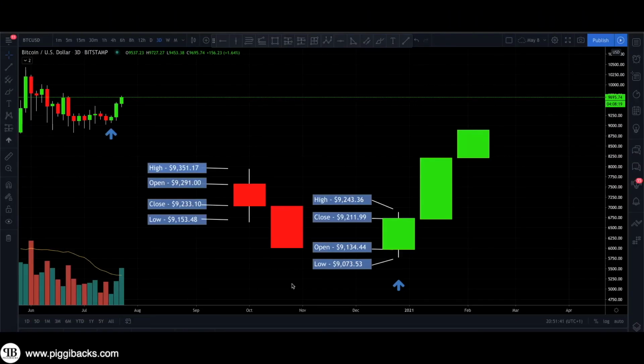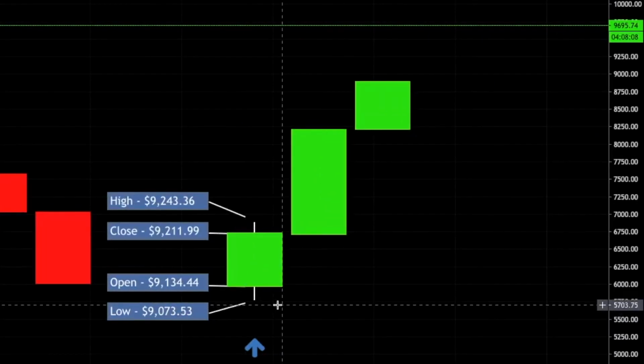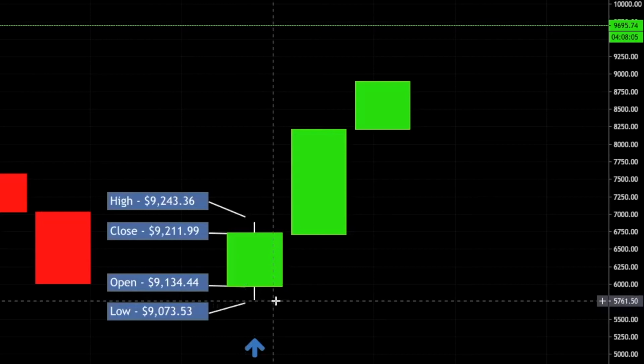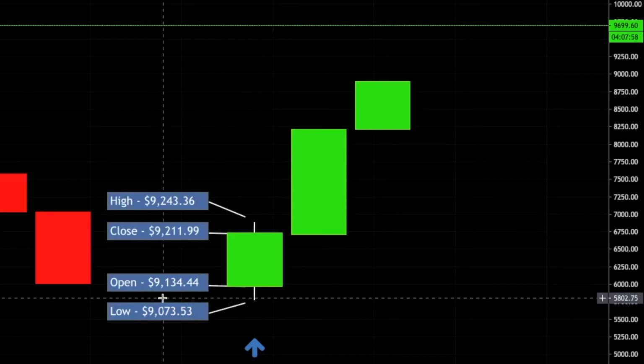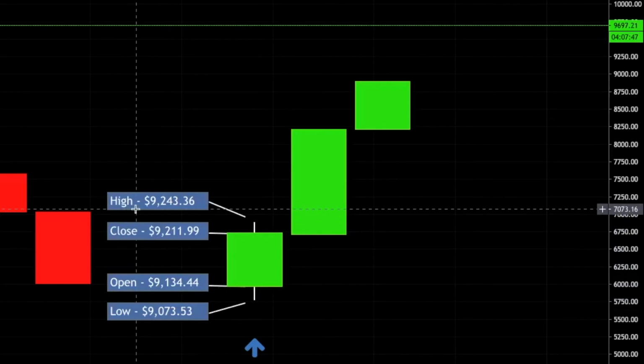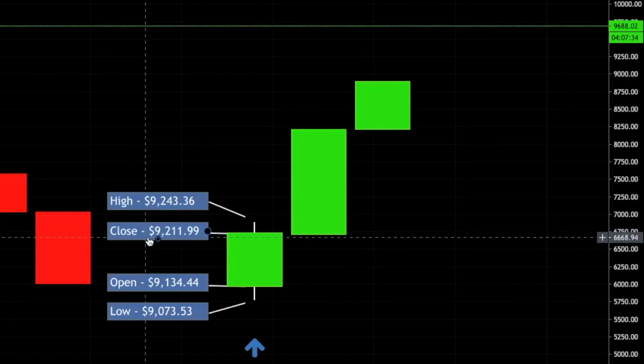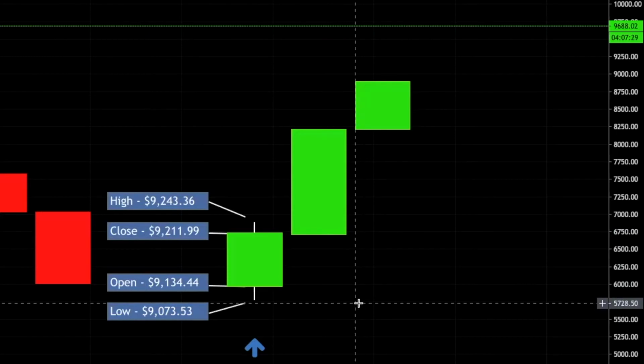Okay, so now that I've labeled this candle, we're going to go through the picture that is drawn by this candle once again. We can see that the lowest price that this candle hit in this 3-day period was $9,073.53. It opened at $9,134.44, and it went to a highest price of $9,243.36, and it closed at a price of $9,211.99. So because this candle closed higher than its open, it is a green candle, and you'd read it from bottom going up to the top.